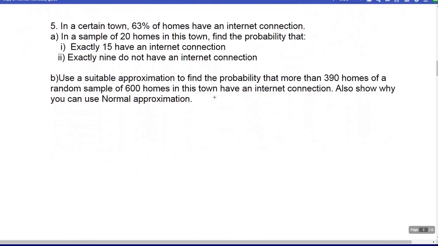All right. What do you think about number 5? I haven't started, but let's do it. Take a look at it. What do you think?